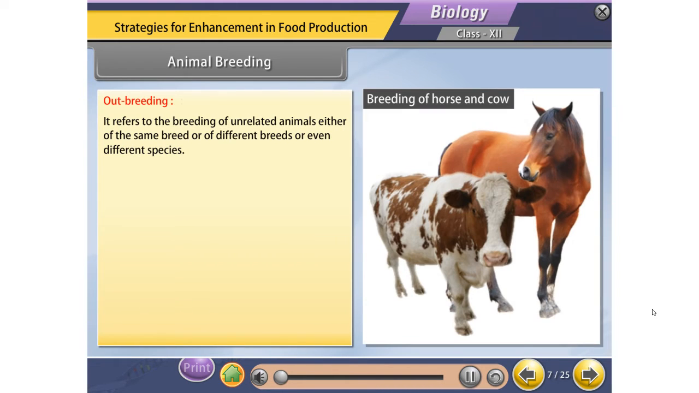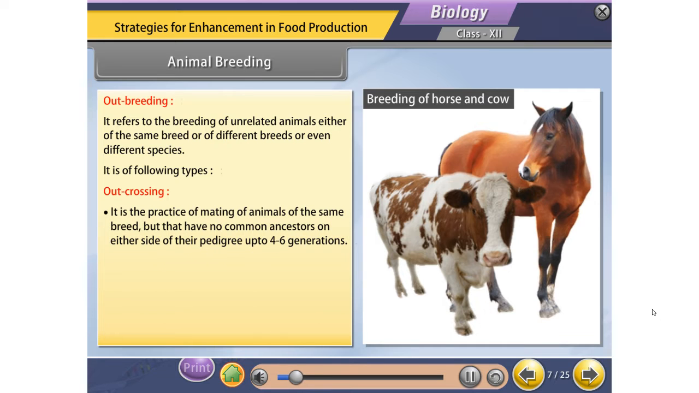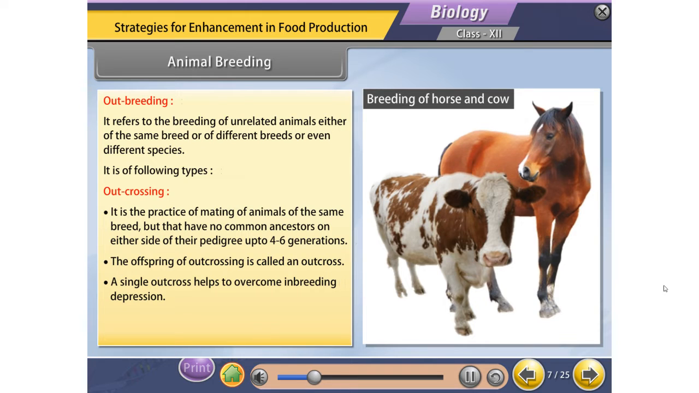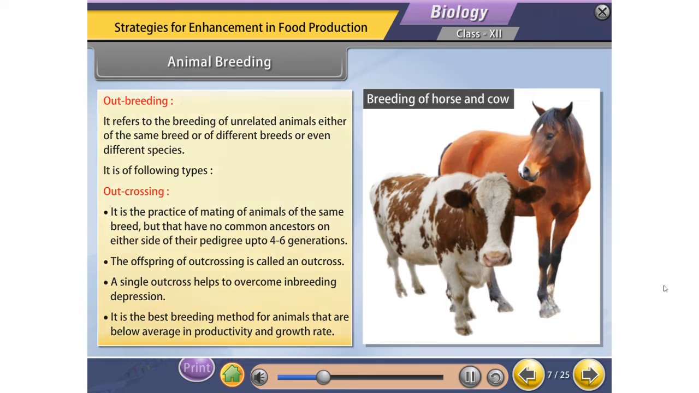Outbreeding. It refers to the breeding of unrelated animals, either of the same breed or of different breeds or even different species. It is of following types. Outcrossing. It is the practice of mating of animals of the same breed, but that have no common ancestors on either side of their pedigree up to 4 to 6 generations. The offspring of outcrossing is called an outcross. A single outcross helps to overcome inbreeding depression. It is the best breeding method for animals that are below average in productivity and growth rate.